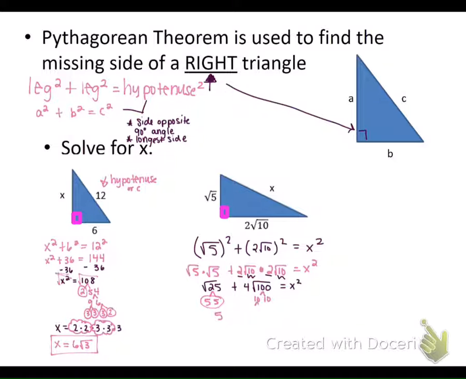Good job. The square root of 100 is 10. So 4 times 10 is 40.